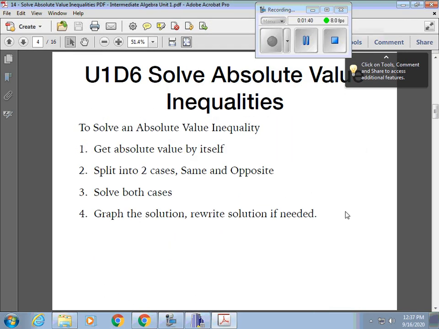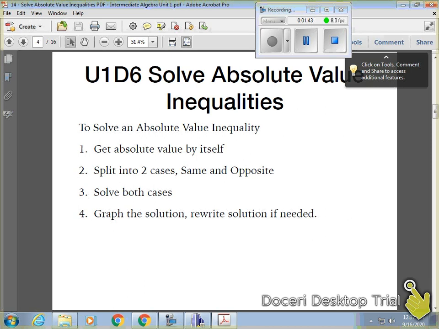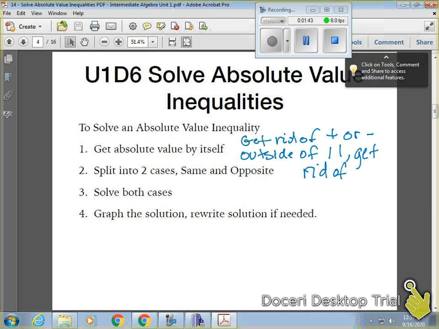To solve an absolute value inequality, we get the absolute value by itself. So to do that, we get rid of addition or subtraction outside of the absolute value symbol. Then we get rid of multiplication and division. Remember that you cannot distribute into an absolute value.